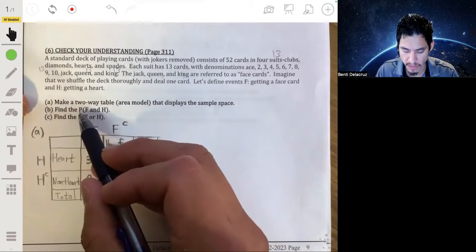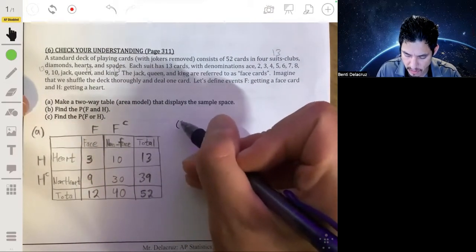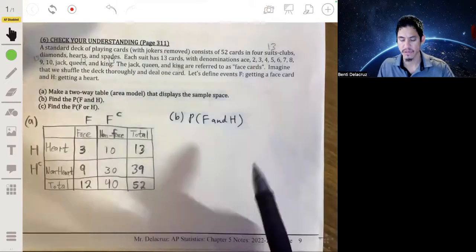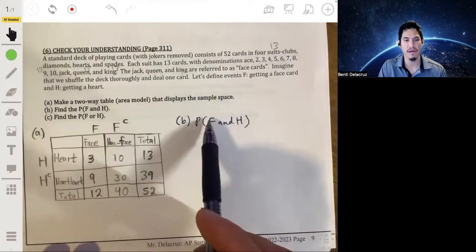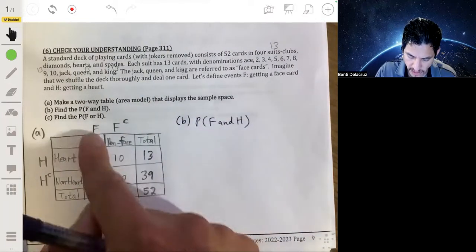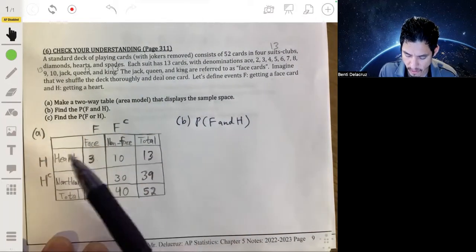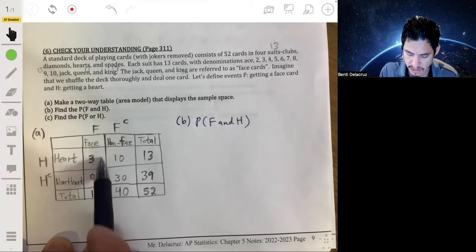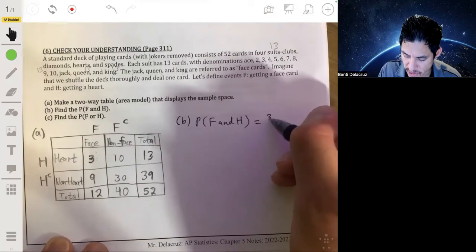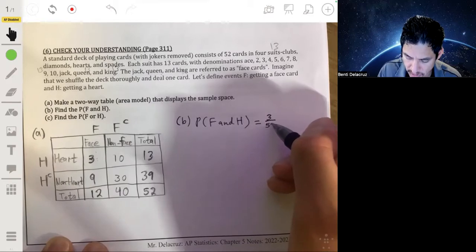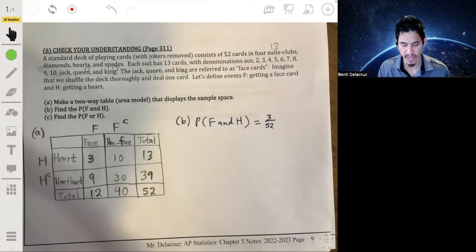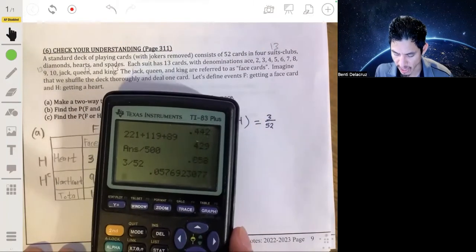Now, let's look at the probability of a face and a heart. So part B, probability of face and hearts. So look for the values that satisfy both being a face and a heart card. And since this is our face column and this is our heart row, we're just looking at this number right here. It's just going to be 3. So the probability of being a face and a heart card is just 3 out of the total number of cards, so 3 out of 52. It doesn't come out to a very nice number, so you could probably leave it like that. If you wanted to round, it'd be about 0.058.